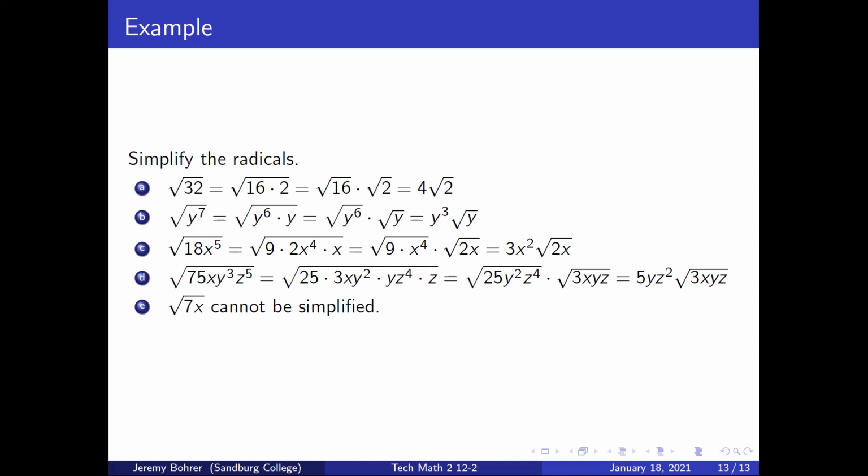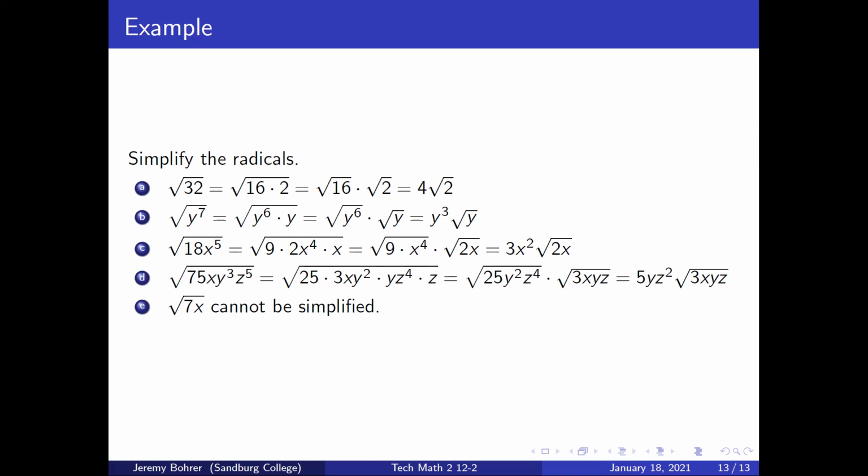Square root of y to the 7th is the square root of y to the 6th times y, which is the square root of y to the 6th times the square root of y, which is y cubed times the square root of y. Square root of 18x to the 5th is the square root of 9 times 2x to the 4th times x, which is the square root of 9 times x to the 4th times the square root of 2x, which is 3x squared times the square root of 2x.